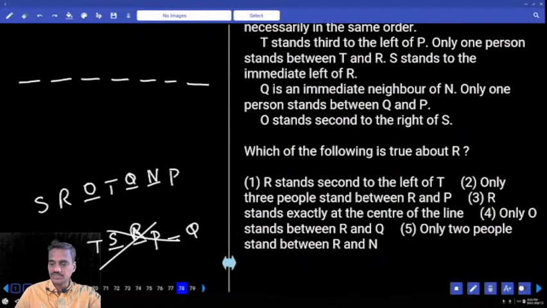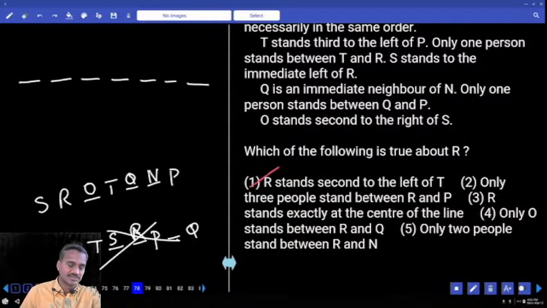And which of the following is true about R? R stands to the left of T. That is definitely true. And next one, only 3 people between R and P. That is false. R stands exactly at the center. That is false. Only choice 1 is the answer, 78.